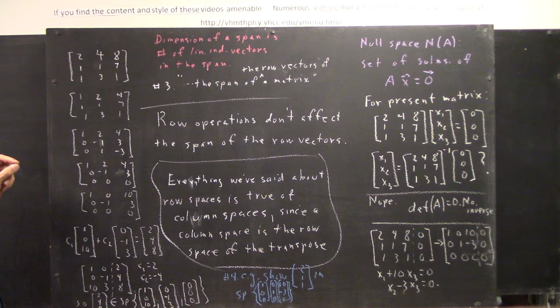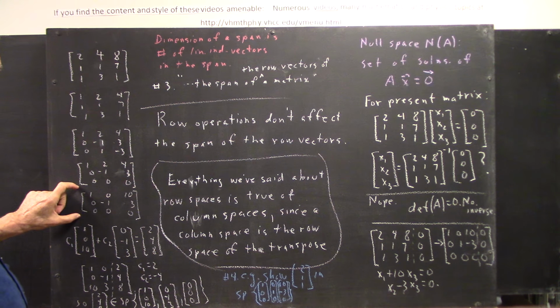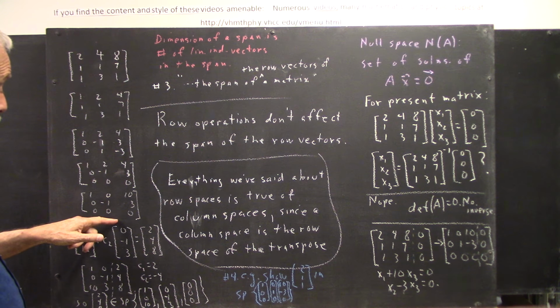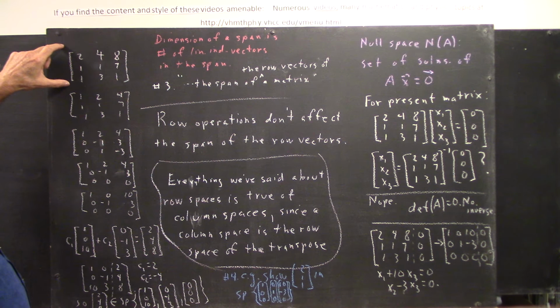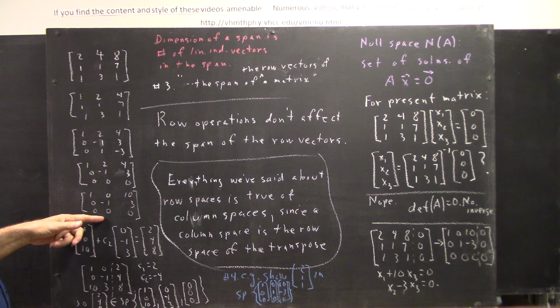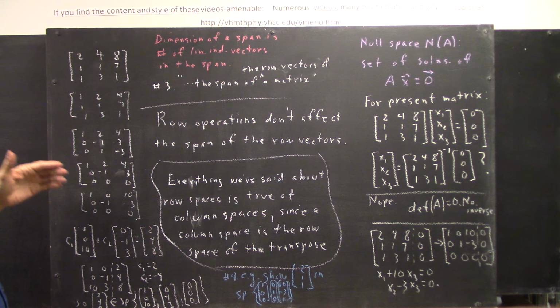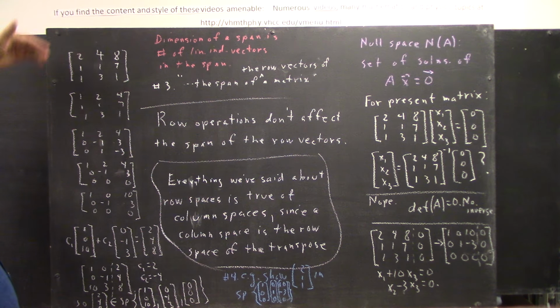So, okay, again, big deal. The span of your reduced matrix, of the row vectors of your reduced matrix, is identical to the span of your original matrix. And the vectors, in this case, in the reduced matrix, will be much simpler than the vectors that you had in the original matrix.